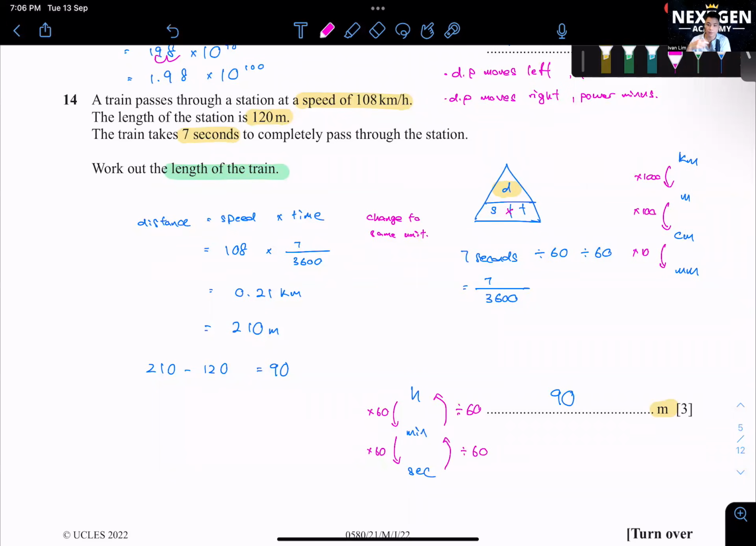Just look at your time. You all know how to measure time, right? 1 hour has how many minutes? 60 minutes. So you need to times 60 minutes. Understand or not? Okay, cool. Any more question? We are halfway through. We need to finish up this paper.